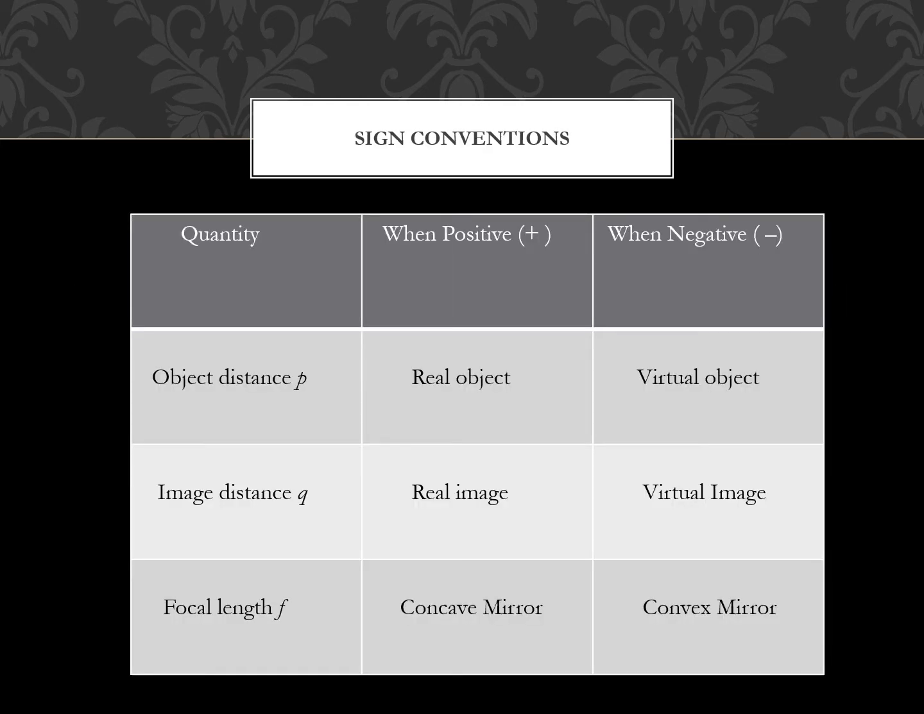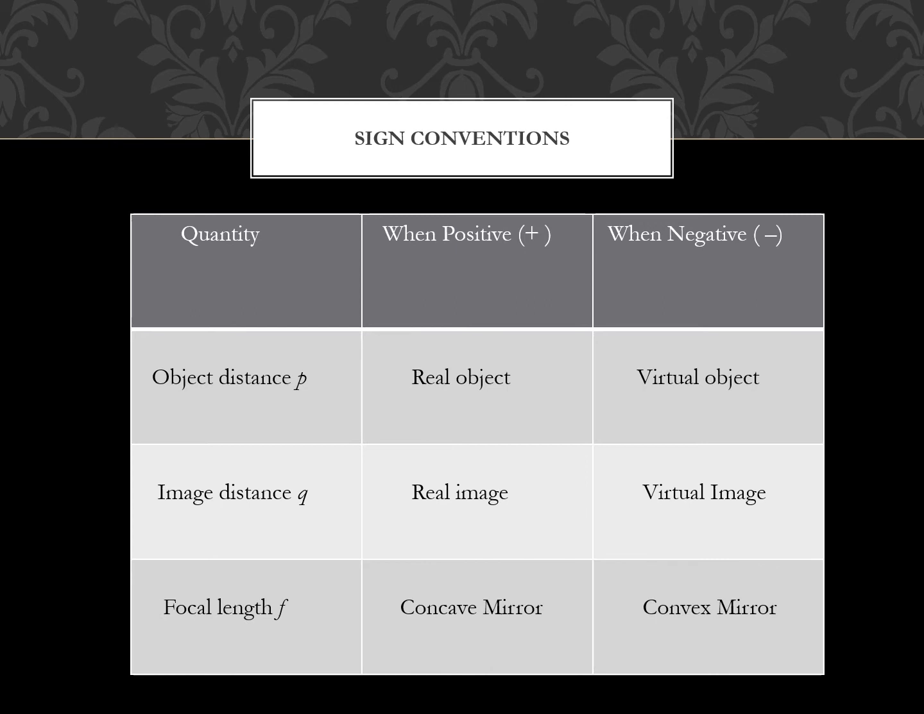Now, a very important thing, that is your sign convention. You must know what the sign conventions actually are and when you are going to apply them. For example, as you can see in the table, the object distance p is positive when the object is real. When the object is virtual, it is negative. The value of p is positive when the object is real, and negative when the object is virtual.